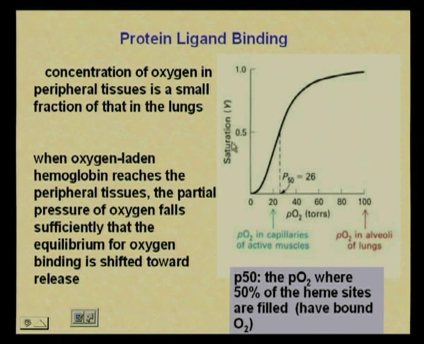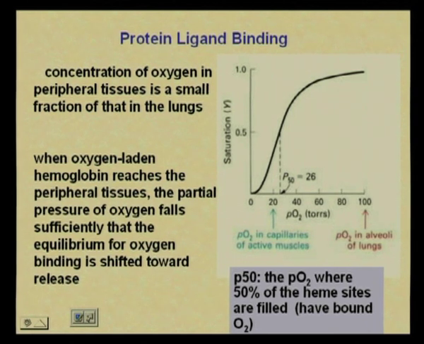What we are talking about is a fraction that is occupied. What is occupied? The protein sites are bound with oxygen. So, we have a concentration of oxygen in the peripheral tissues. What do you expect the oxygen concentration to be in the tissues? Less than that is there in the lungs, right? When we are looking at the oxygen concentration in the tissues, it is less than that is there in the lungs.